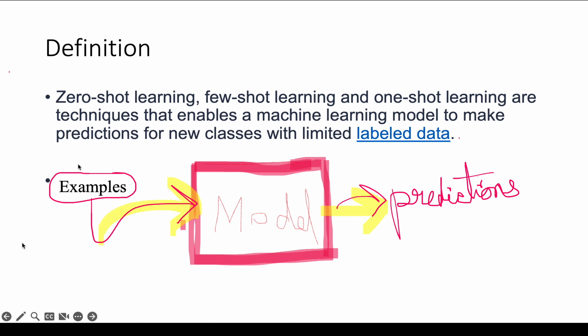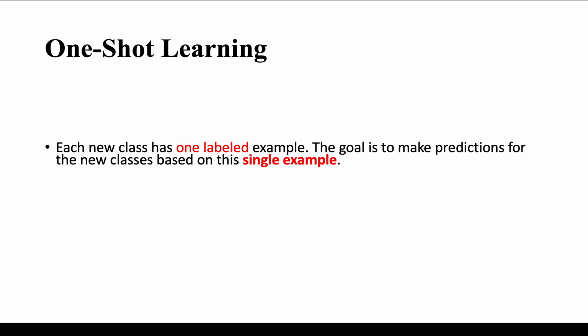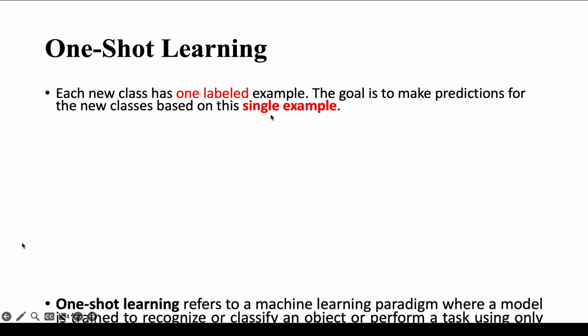In this case, some examples are provided to the machine learning model, and the model makes predictions based on the examples, or we can give a new input to the model. In one-shot learning, each new class has one labeled example. The goal is to make predictions for the new classes based on the single example.